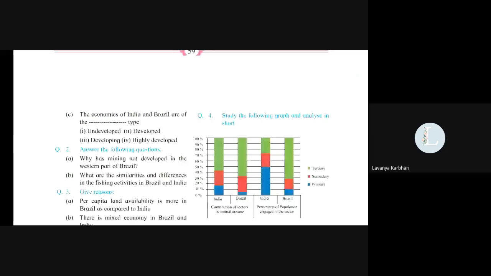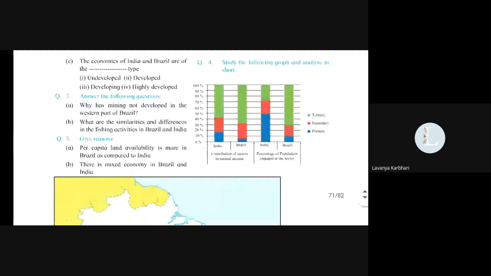Okay. So it is of developing type. Okay. We are not fully developed yet. It is of developing type. So you have asked for the answers. Okay. Why has mining not developed in the western part of Brazil? Brazil's western part, mining can develop nahi. We already know the atmosphere over there is not suitable for that.